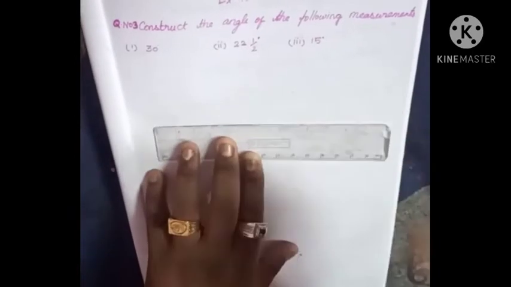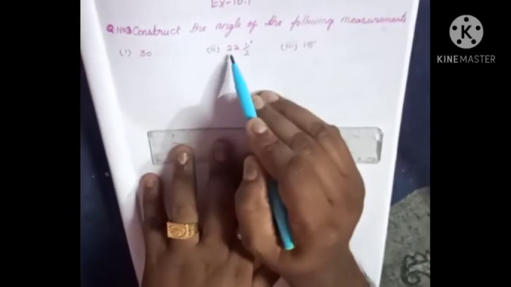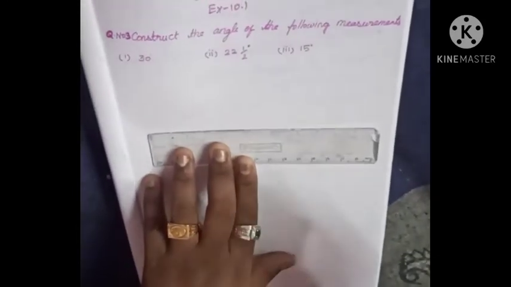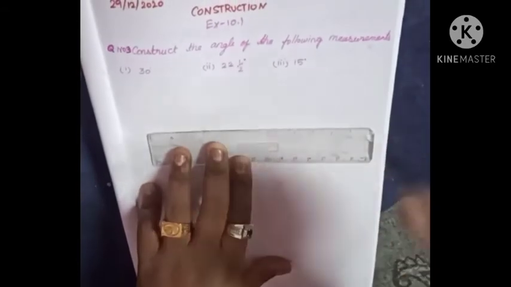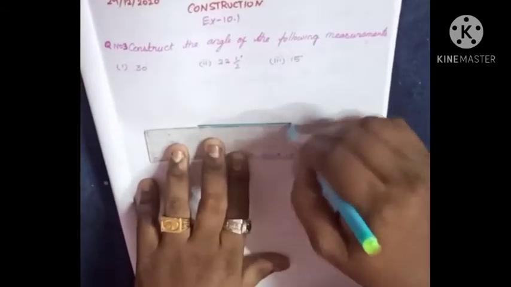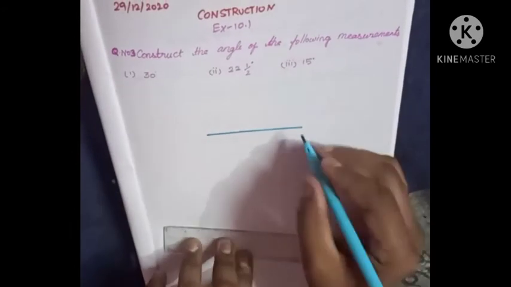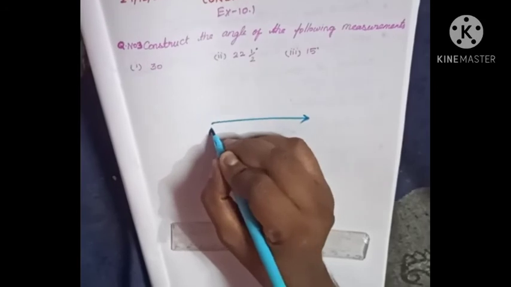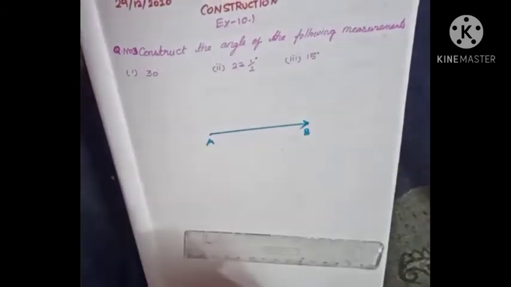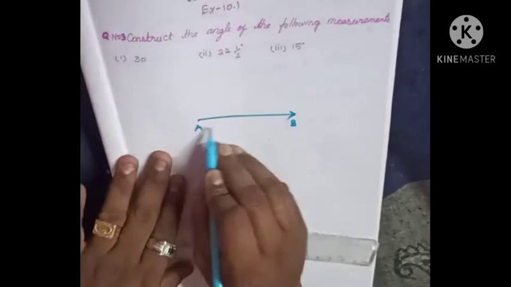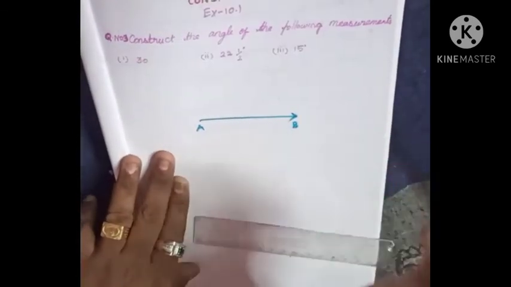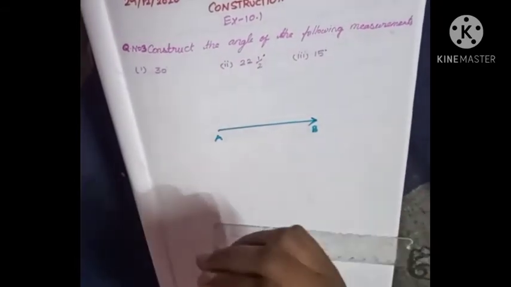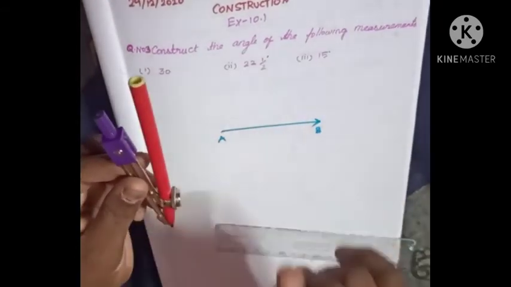First we need to draw the basic ray. So 30 degree, 22.5 degree and 15 degree. First I take 30 degree. Already I explained it through the general construction. First we need to draw the basic ray like this. Okay, I just draw a ray. I name it A, B. So with A as the initial point, I draw one ray AB. And next, I want to take a convenient radius. I'm using red color, you need not use red color in your note.